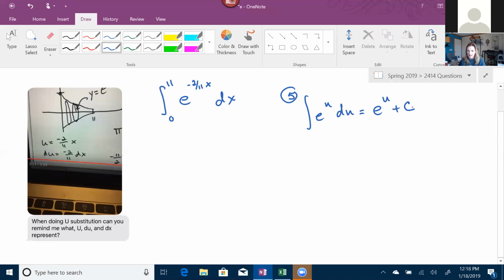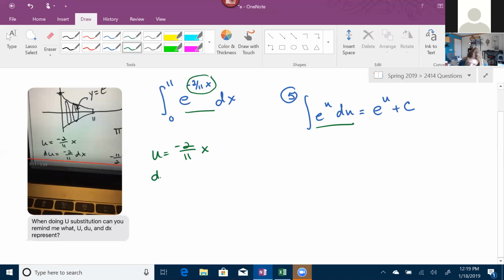We say, okay, instead of e to the x, I'm going to have e to the u. And what is my u going to be? Well, I'm going to decide that my u is this part right here, this -2/11 x. So u equals -2/11 x. Now I want to make this integral look like this one. So instead of dx, I need a du. So I'm going to go ahead and take the derivative of this substitution.